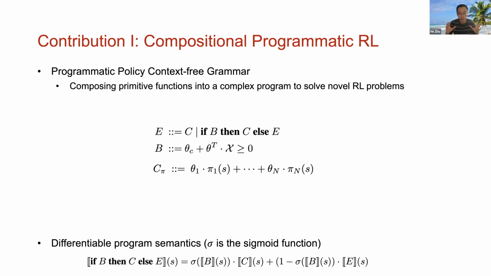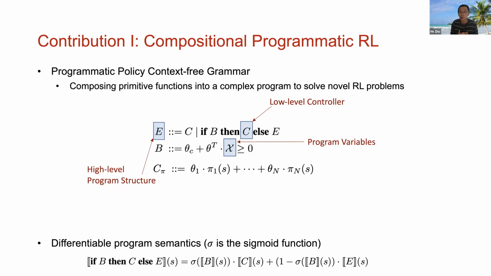On this slide, we have a context-free grammar used to define a space of programs from which we can choose. We want to find one program from the space defined by the grammar to control a reinforcement learning application. E here is the starting non-terminal symbol, which represents a high-level program structure. E can be unrolled as an X here is the program variable, like what is observable to the program. And C here represents a low-level controller.